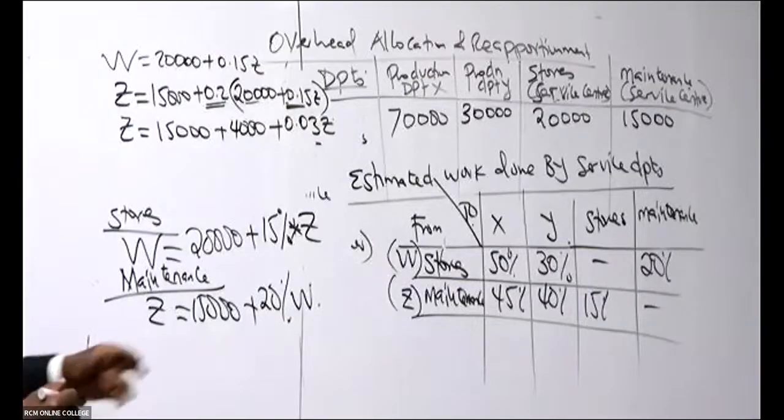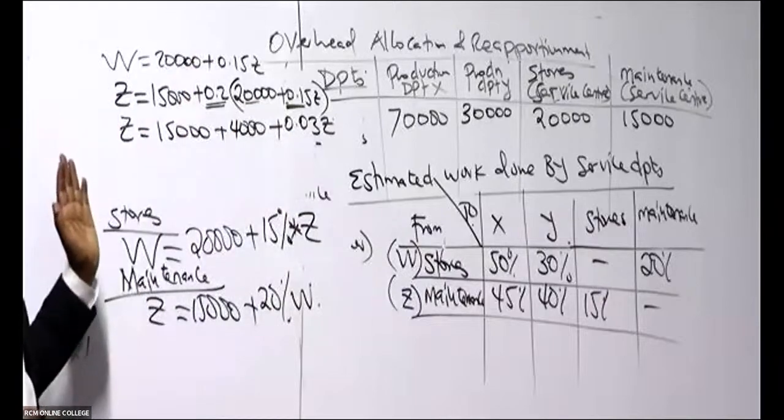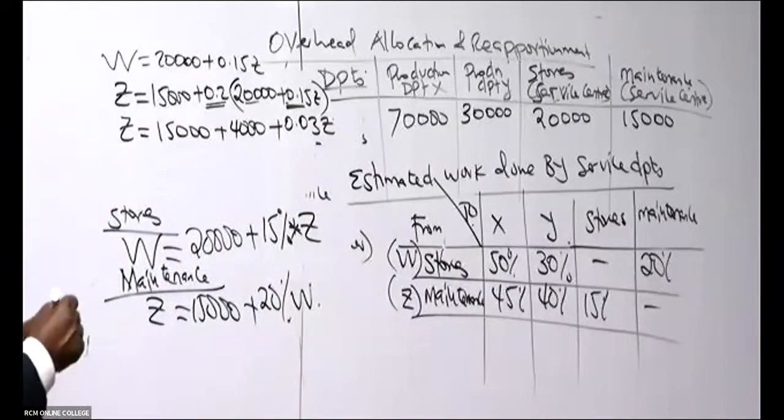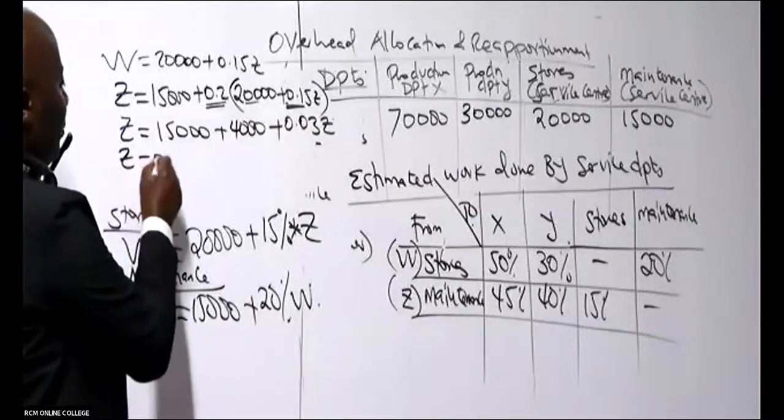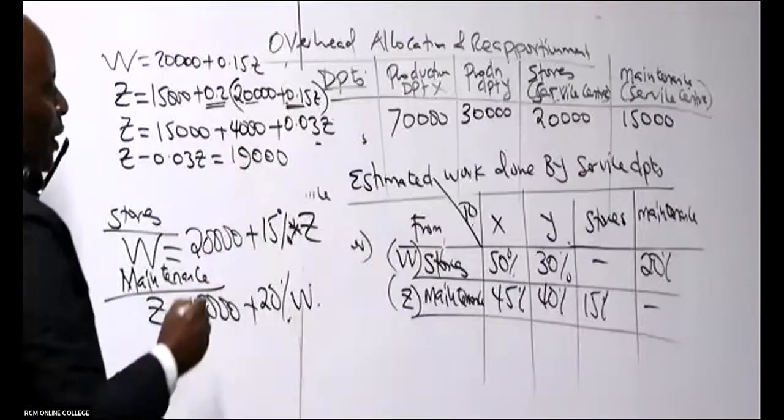So from there, what do we do? We shall take this to the other side. Here it's positive, on the other side it will be negative, right? So it will be Z minus 0.03 Z equals 19,000, isn't it?